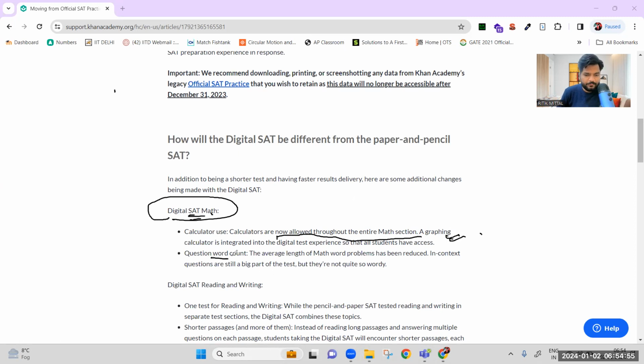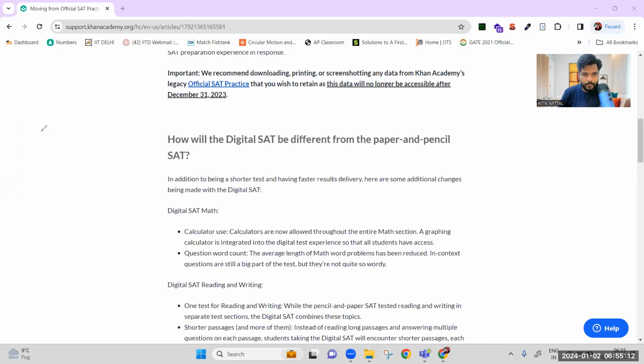Second point, question word count. Now the question will be appearing on the screen, so the length of the question will be reduced. The average length of a math word problem has been reduced. In-context questions are still a big part of the test, but they are not so wordy, the question length will be reduced.